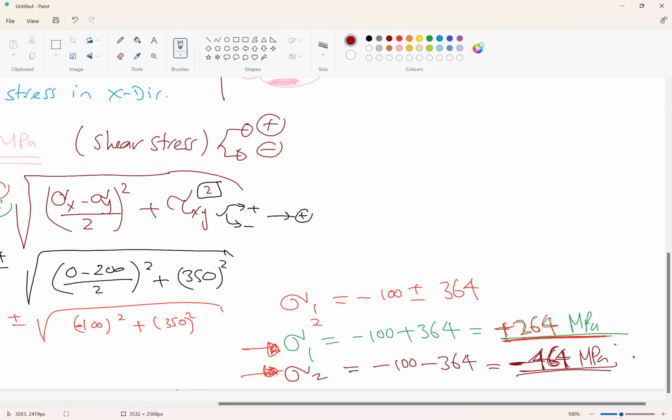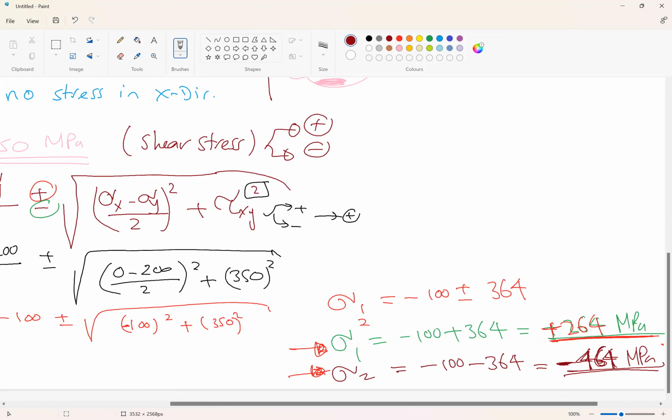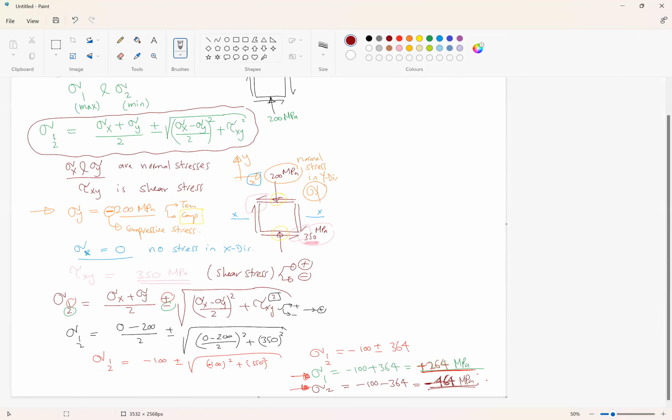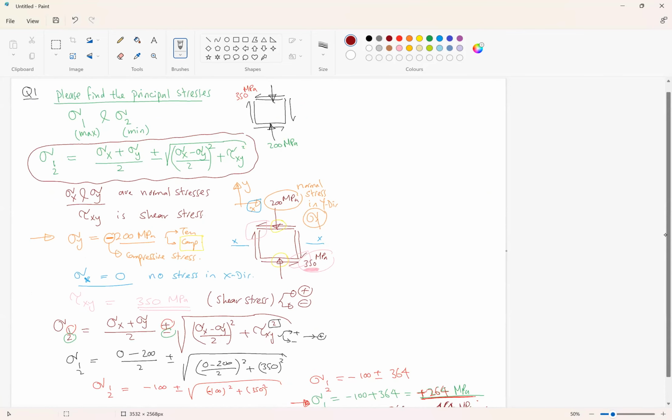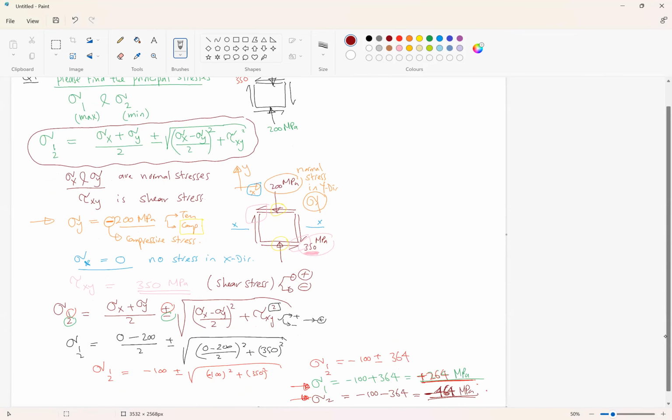Okay. Do you have any question regarding this problem? This problem is straightforward, just to know what are the stresses applied and how to use the formula. Do you have any question, guys? This is the problem we have done. Do you have any question, guys, for this one? No?